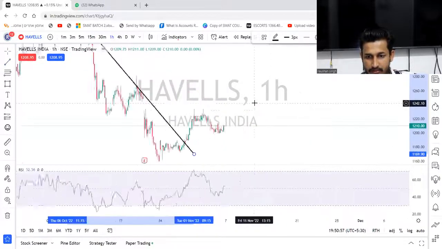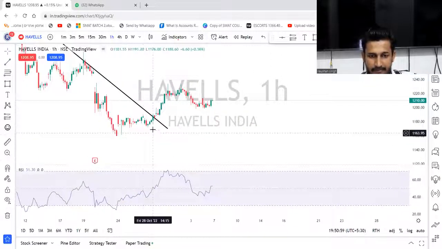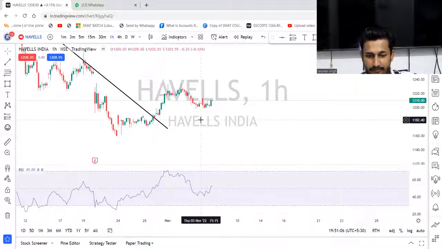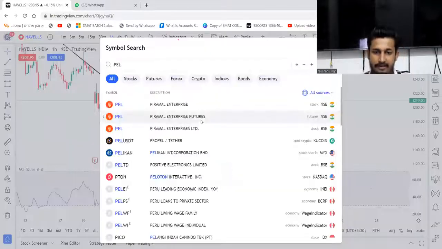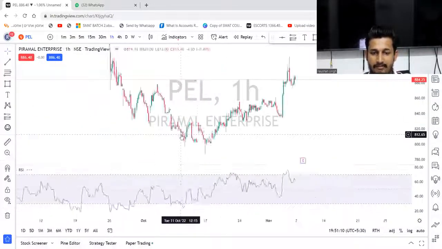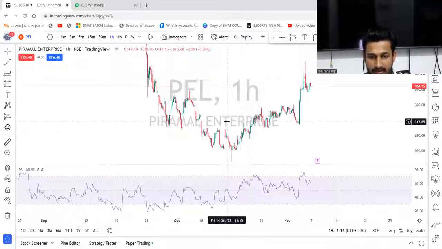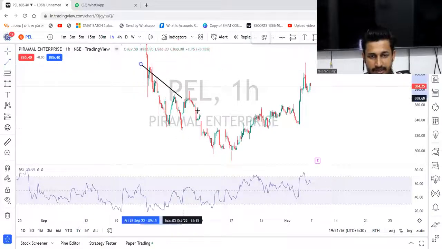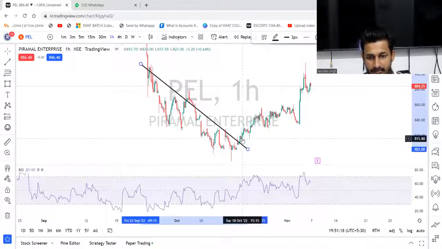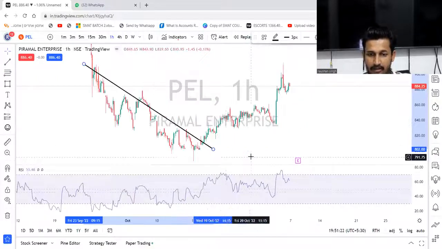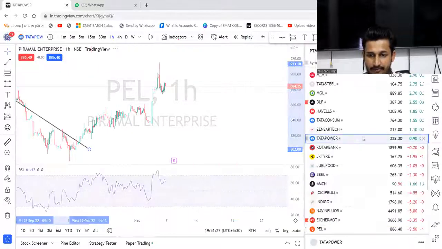So now we had a breakout around this level, which means around 50. When the RSI was around 50, we had a breakout. And over here, when the market was moving towards the downside, again at somewhere around 50, we had a breakout level. So wherever the RSI is around 50, we are having a breakout.